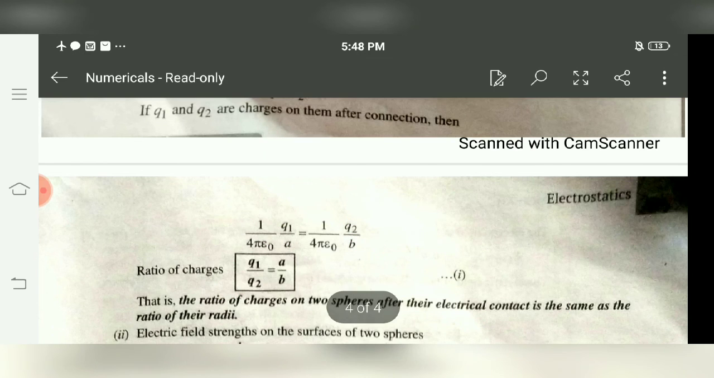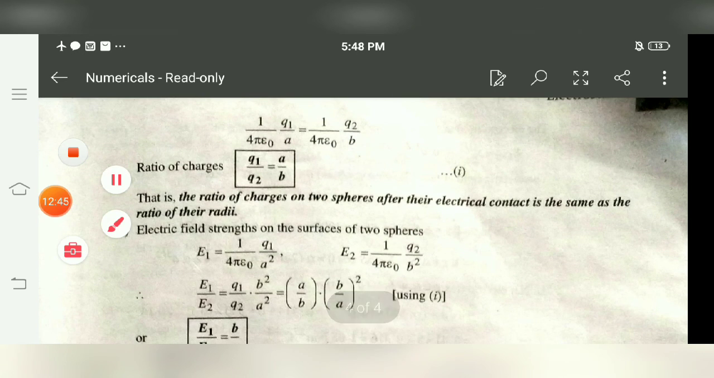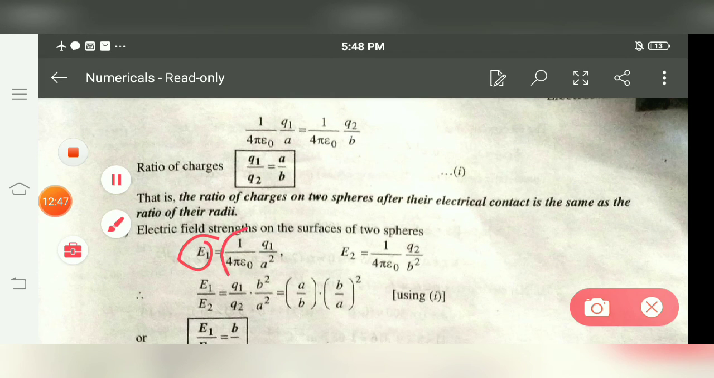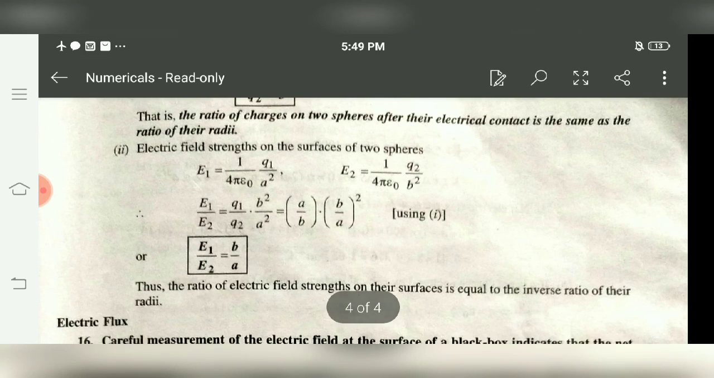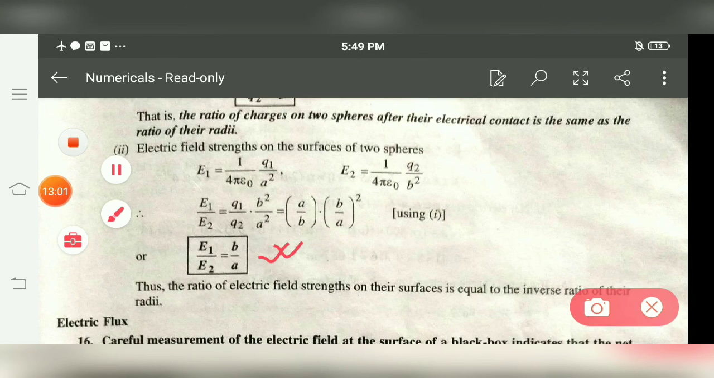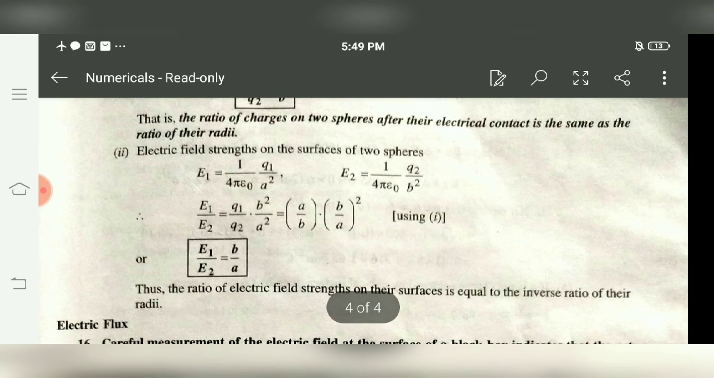Next we have to calculate the electric field. E1 is equal to 1/(4πε₀) times charge by distance squared, and E2 is equal to 1/(4πε₀) times charge by distance squared. Again taking the ratio and substituting the value of Q1 by Q2, that is A by B, we get E1 by E2 equals B by A. So the electric field strength on their surfaces is equal to the inverse of the ratio of their radii.